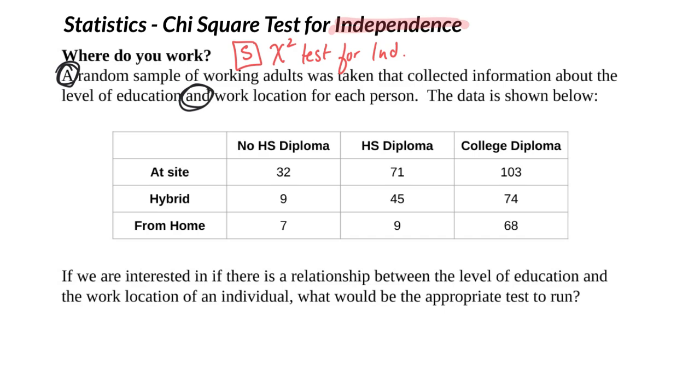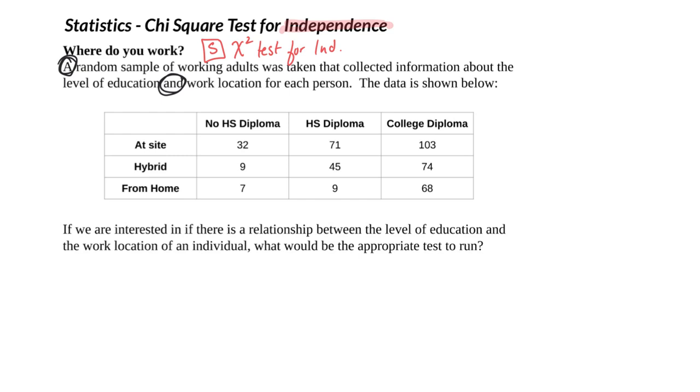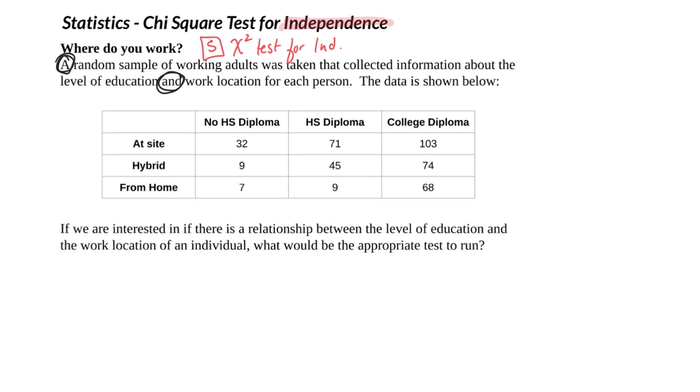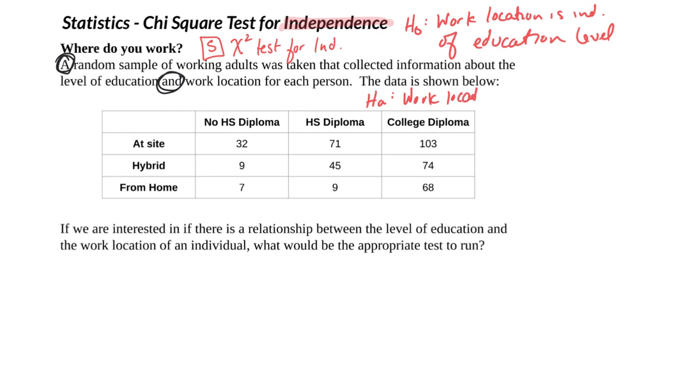Now, for us, let me shrink this down so I've got a little room to work, the null hypothesis is that work location is independent of education level, maybe we'd say. And our alternative would be work location is not independent of education level.